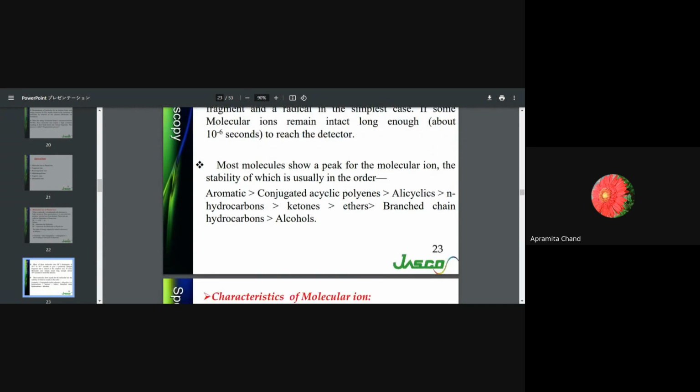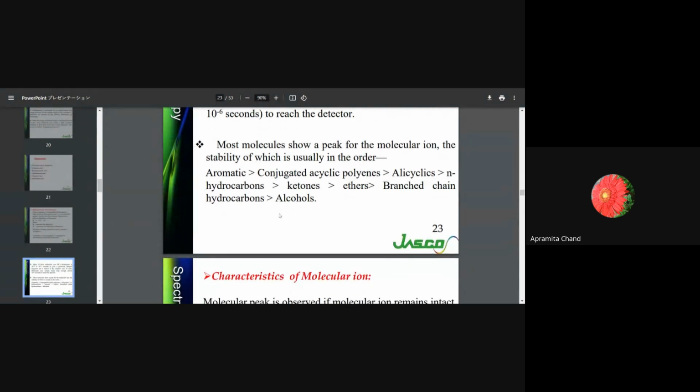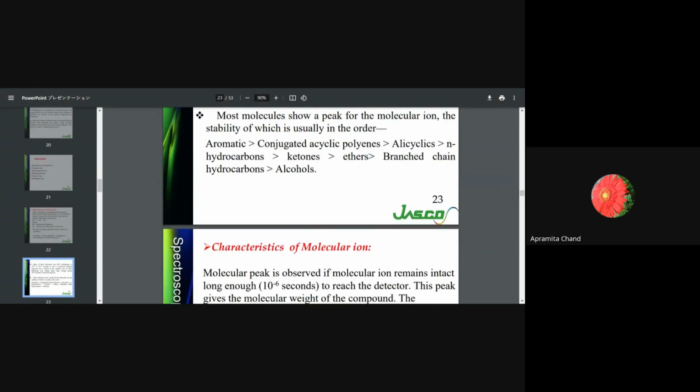Here the order of stability of molecular ions is given. Aromatic compounds give the most stable peaks, and the least stable will be the alcohols.